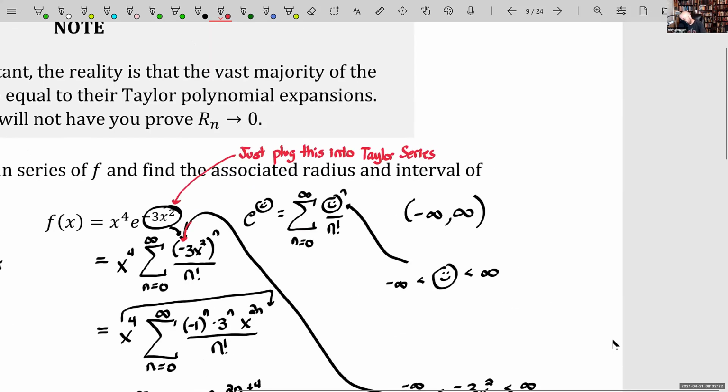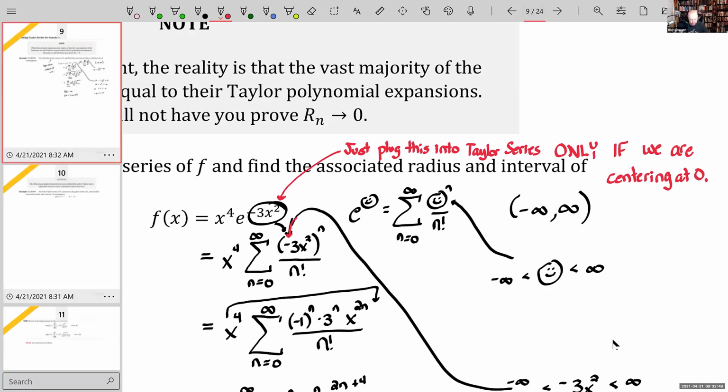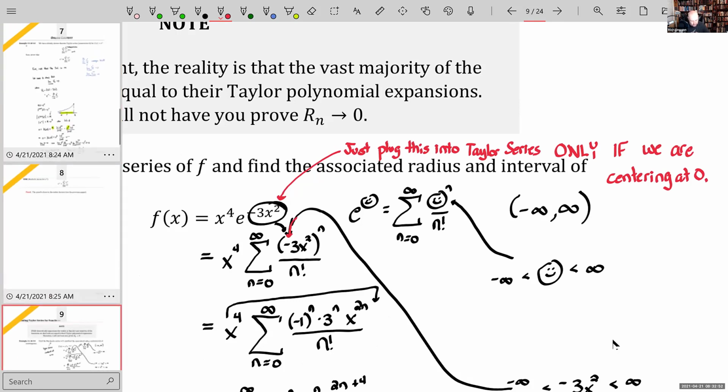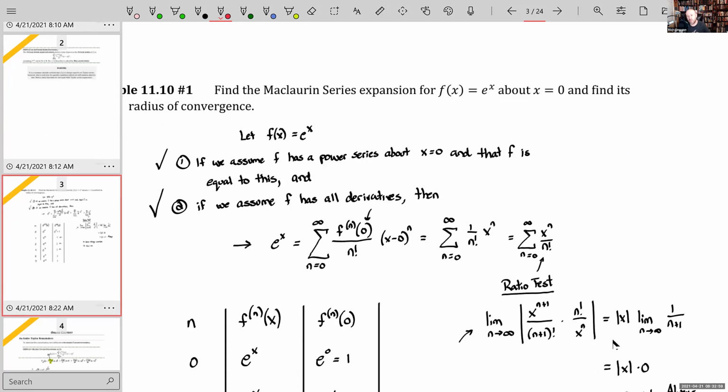But only if we are centering at zero. Because that's how the Taylor series was built. The Taylor series for e to the x that we are dealing with was built being centered at zero. If you go back to, gosh, I don't know where it was, but I think it was the second or third page of this, to our proof that e to the x is equal to the summation x to the n over n factorial, we centered at zero for that entire proof. That entire proof was built on being centered at zero.